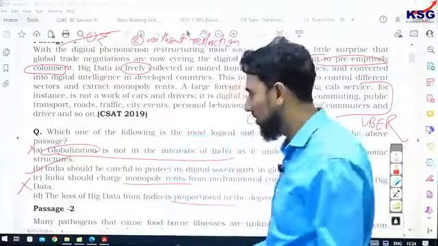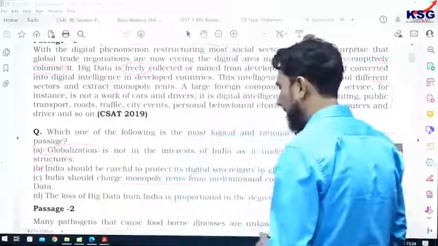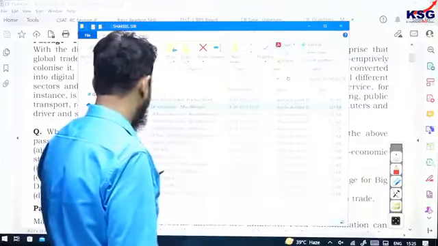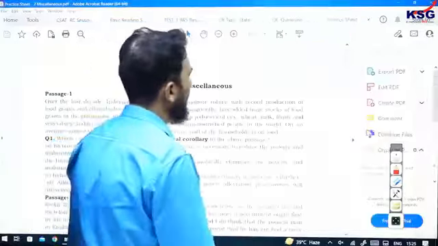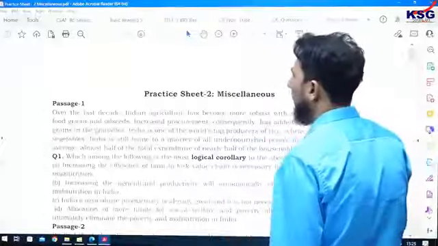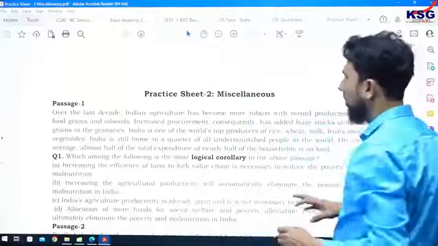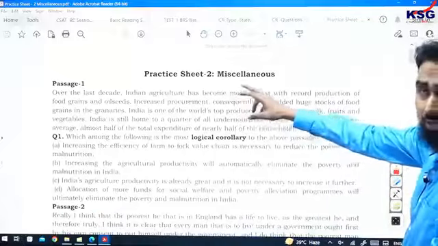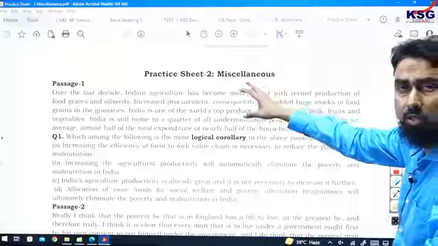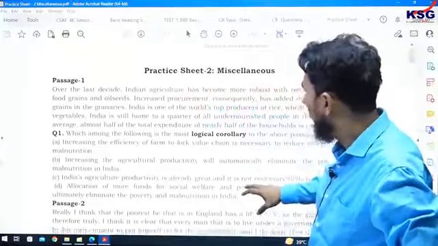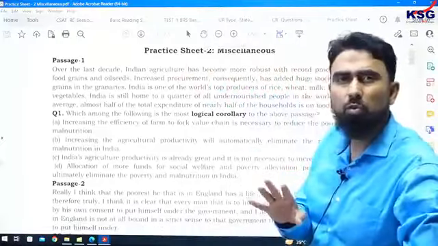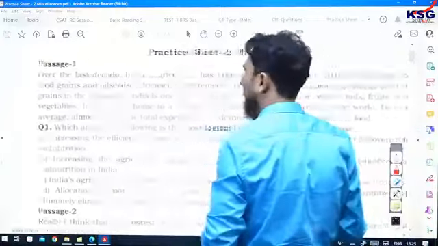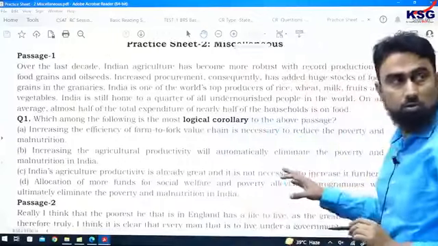Just from the CSAT paper, I am going to show you. This is again there on your portal. The name of the sheet you can find, practice sheet 2 miscellaneous. Miscellaneous questions are given here. In this sheet you will find 3 or 4 questions of corollary. I want you to attempt question number 1, the very first question based on corollary.